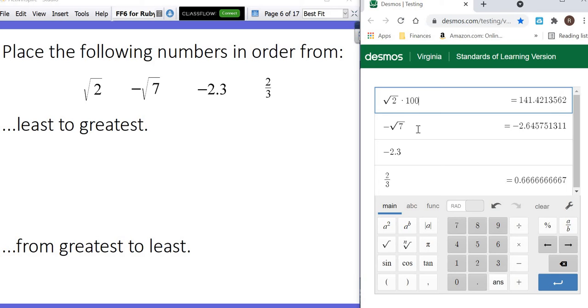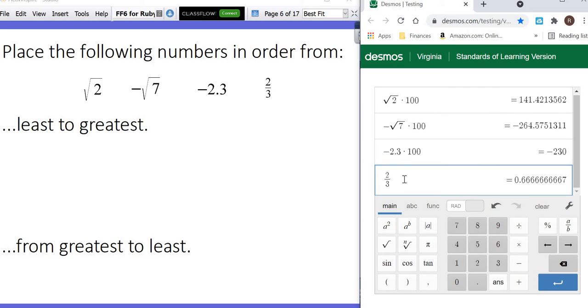I'm going to change each one of these numbers. I'm going to convert it to a percent. So the way we convert to a percent is by taking whatever the number is and multiplying by 100. The only time we wouldn't multiply by 100 is if one of these was a percent, but they're not. So we're going to take these and put them in order. It says place the following numbers in order, and this says from least to greatest.